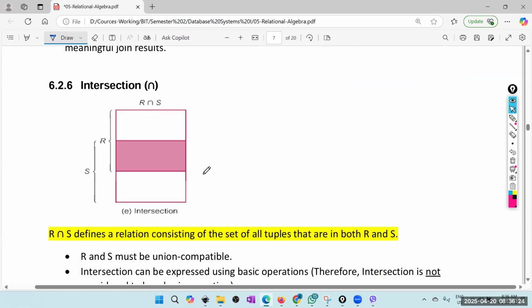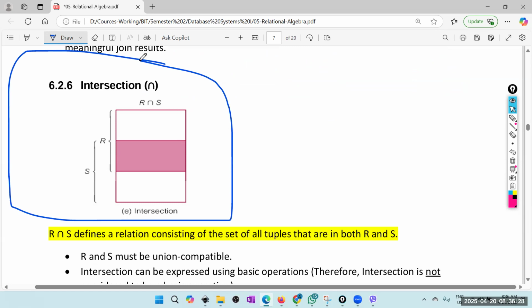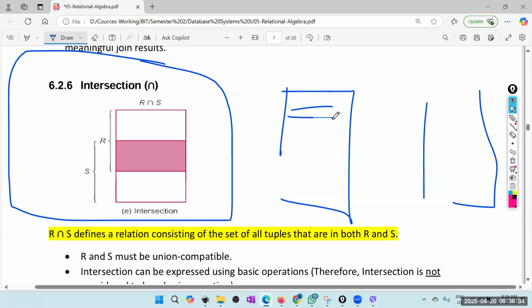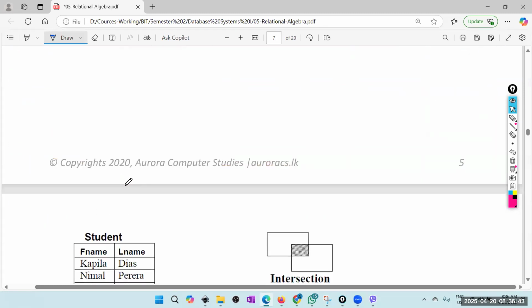Right, so the next one is intersection. And you know what intersection is, right? Intersection means you have again compatible data sets. But if a particular record is in both data sets, you take it, otherwise you don't take it. That is as simple as that.